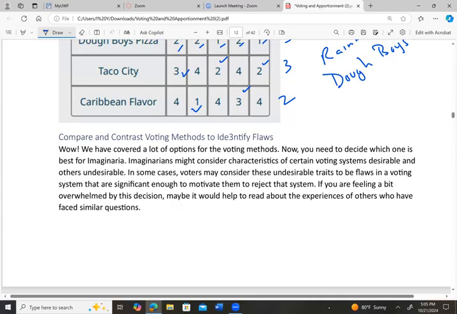So we've covered a lot of options for voting methods. Now you need to decide which one is best for our Imaginarian. Imaginarians might consider characteristics of certain voting systems desirable and others undesirable. In some cases, voters may consider these undesirable traits to be flaws in voting systems that are significant enough to motivate them to reject that system. If you're feeling a bit overwhelmed by this decision, maybe it would help to read about experience of others who have faced similar questions.